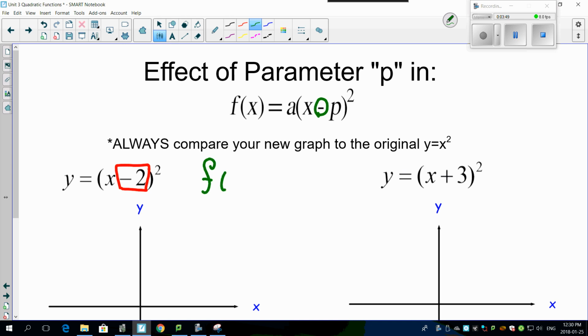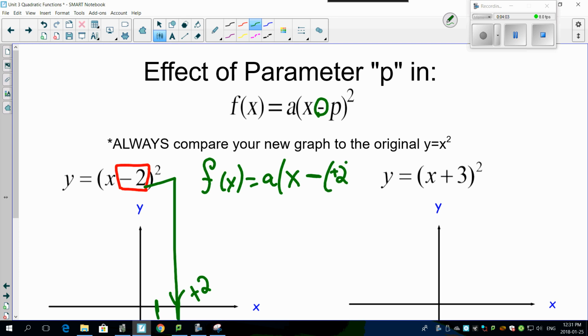If this was f of x equals x minus a, I'm saying this is going to go 2 units to the right, which we know is positive 2. But look, the minus is already there. So if I actually put in positive 2, look at the final result. This is going to give you f of x equals x minus 2.